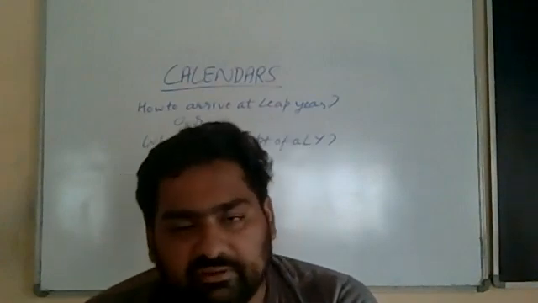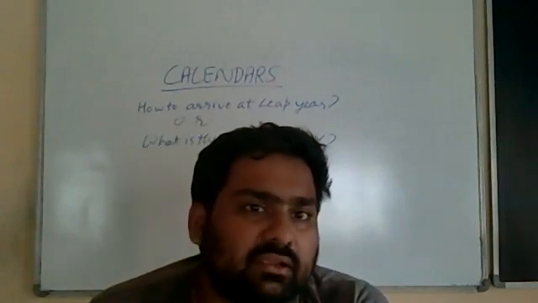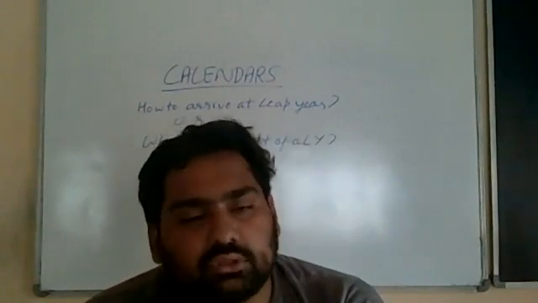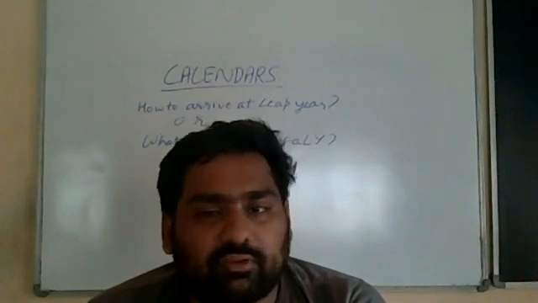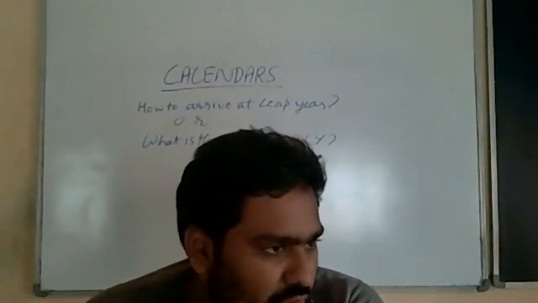1800 was not a leap year. 1700 was not. 1500 was not. 2100 will not be. 2200 will not be. 2300 will not be. 2500 will not be. So what is the logic? The logic goes like this.